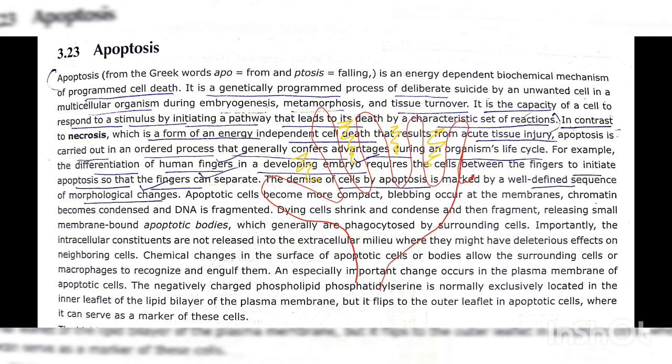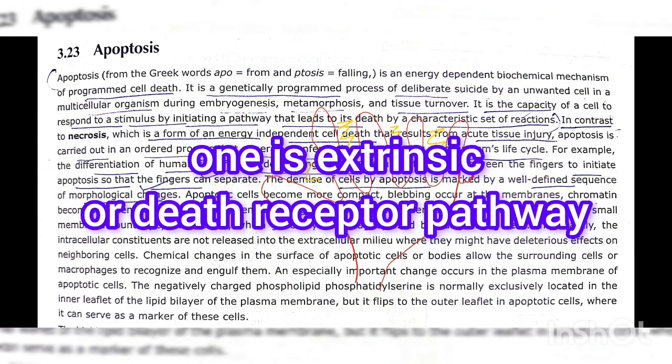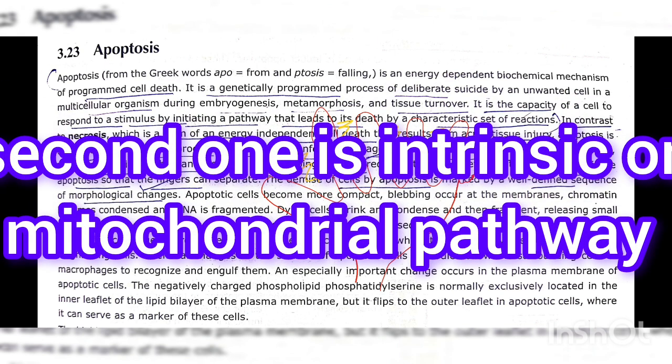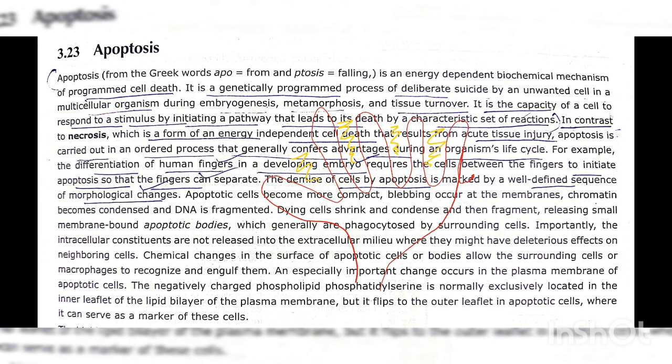Now the mechanism of apoptosis. There are three pathways by which apoptosis occurs. One is the extrinsic or death receptor pathway. The second is the intrinsic or mitochondrial pathway. The third is the perforin or granzyme pathway, which induces apoptosis by granzyme B. So these are the three major pathways of apoptosis.